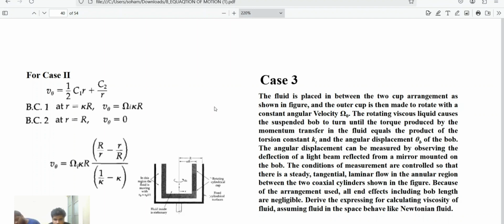So the velocity profile between r inner and r outer is such that v theta satisfies the Navier-Stokes equation for this geometry. Now we will understand which Navier-Stokes equation we are going to use and why we are going to use it. So let's proceed to the next part of the problem.